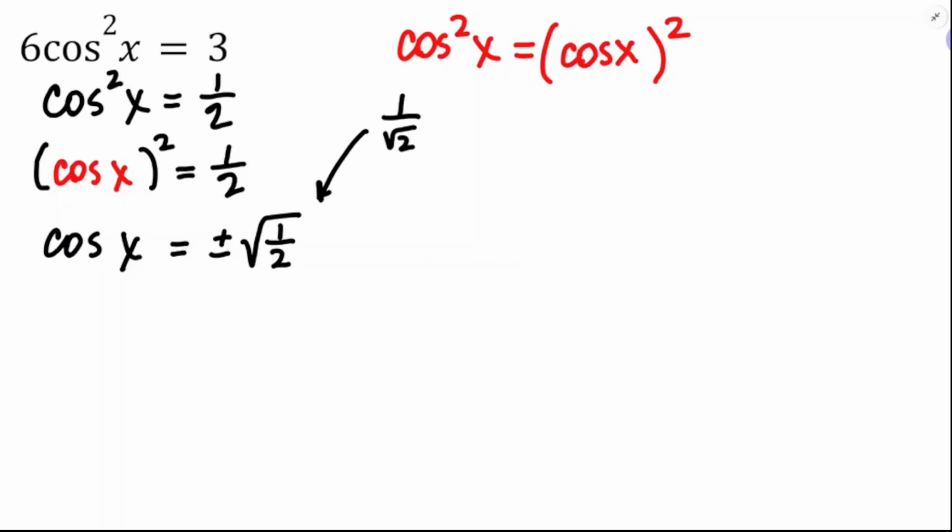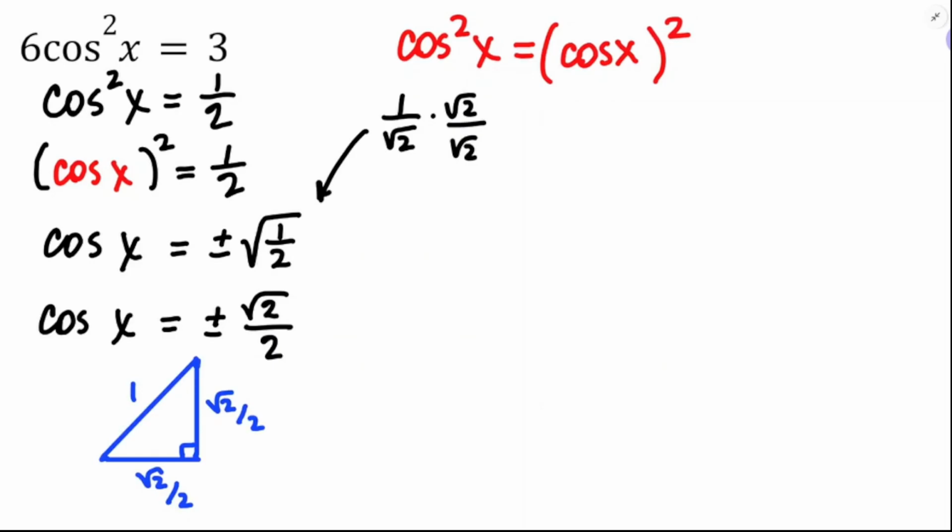We're going to rationalize the denominator to make it something we recognize. It's like, oh yeah, that's root 2 over 2. This is a number we know. This is a 45-45-90 triangle.